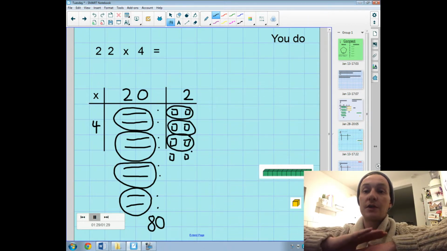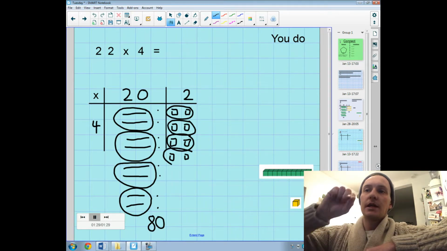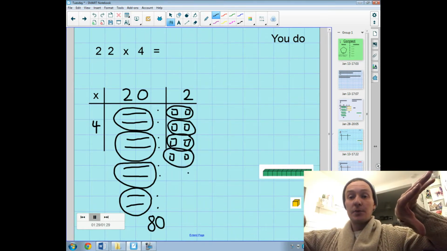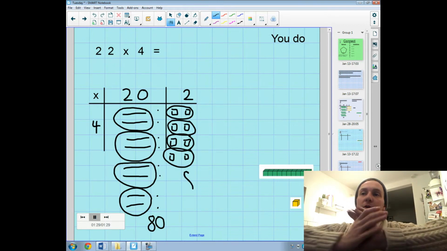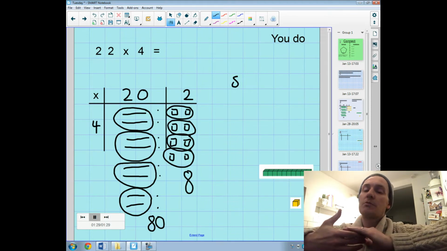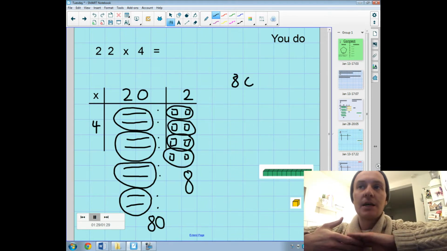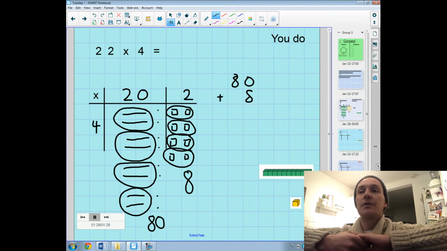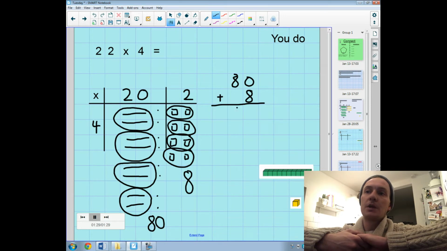So now we almost have the answer to this problem, but not quite, okay? So we've got 80 and 8, but at the moment, they're still partitioned. So we need to put them back together. So we're using column method here. I mean, you could probably do 80 plus 8 in your head, but if it's not an easy one, then you could use column method as well. So 80 plus 8 is 88. There you have it. Now you've done it.